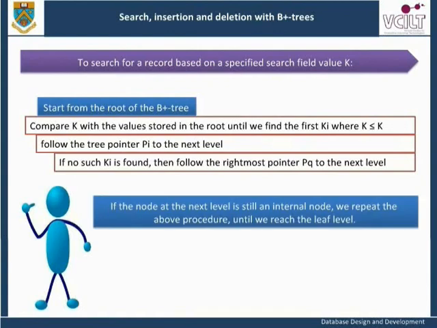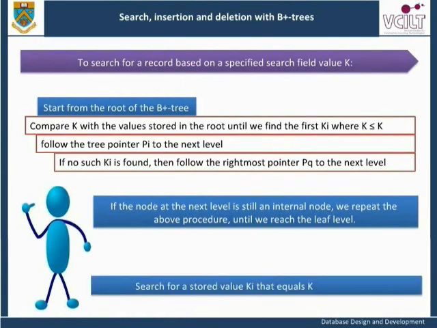If the node at the next level is still an internal node, we repeat the above procedure until we reach the leaf level. Within a leaf node, we search for a stored value, KI, that equals K. If found, we follow its data pointer PRI to retrieve the data block. Otherwise, the desired record is not in the file.